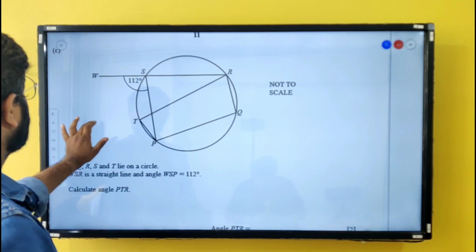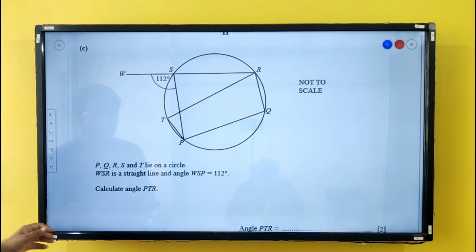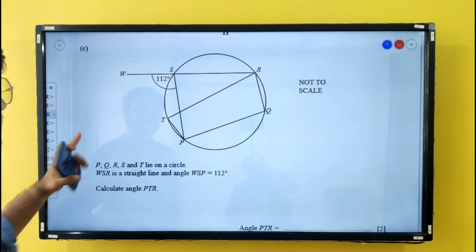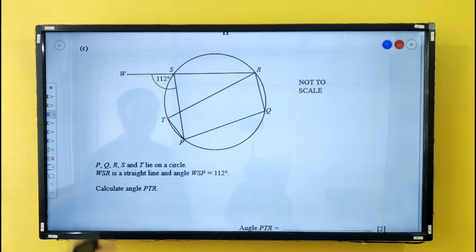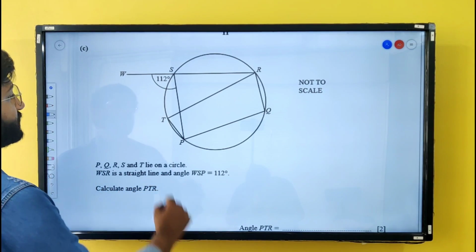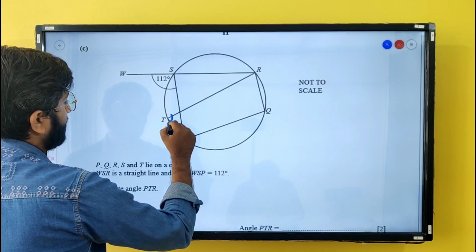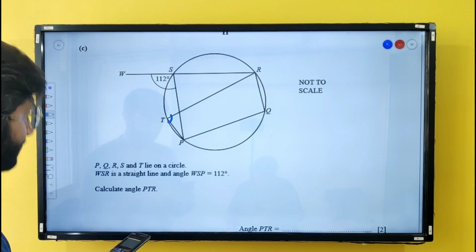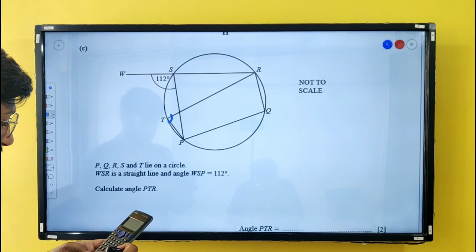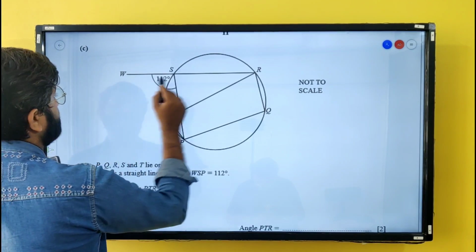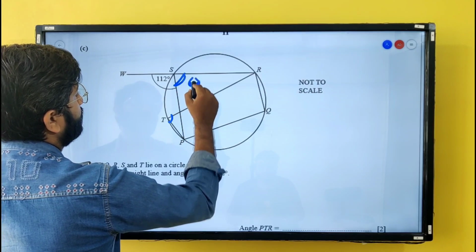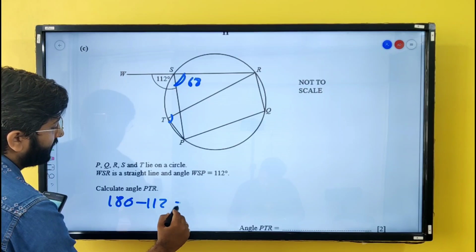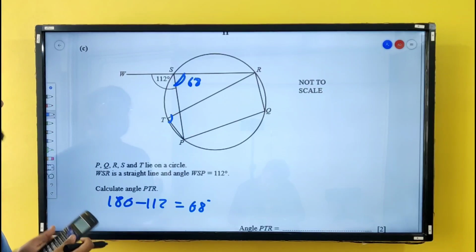Next question. P, Q, R, S and T lie on a circle. WSR is a straight line with WSP as 112 degrees. Find angle PTR. I am supposed to find this angle PTR. Okay, so if this is 112, then 180 minus 112 is 68. This is going to be 68, right? 180 minus 112, this is going to be 68.